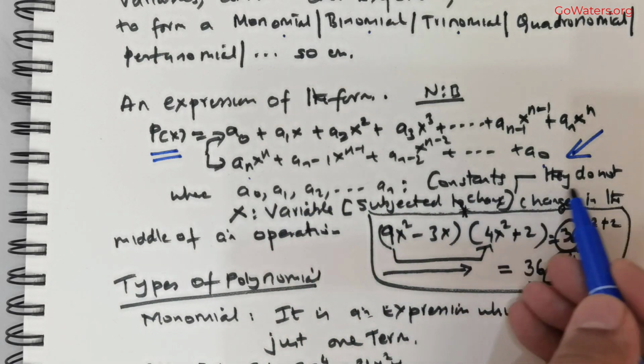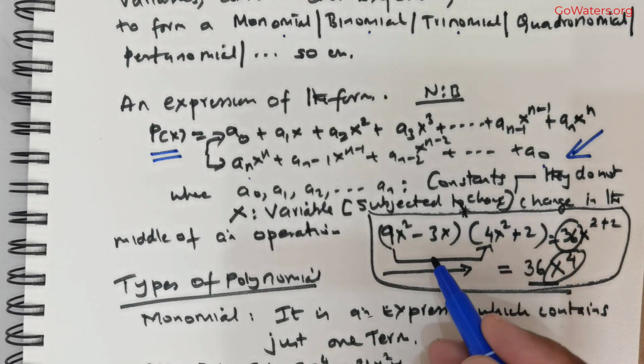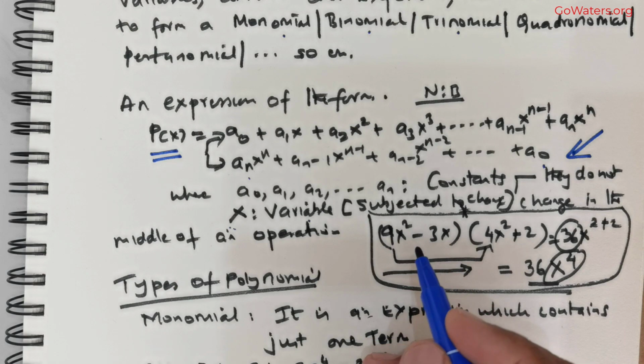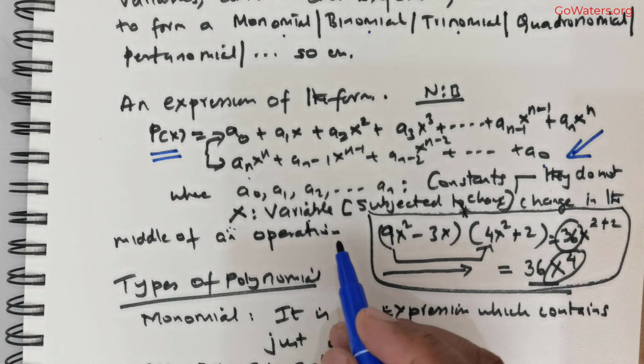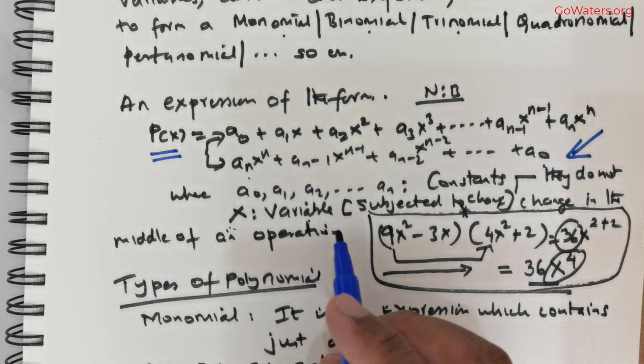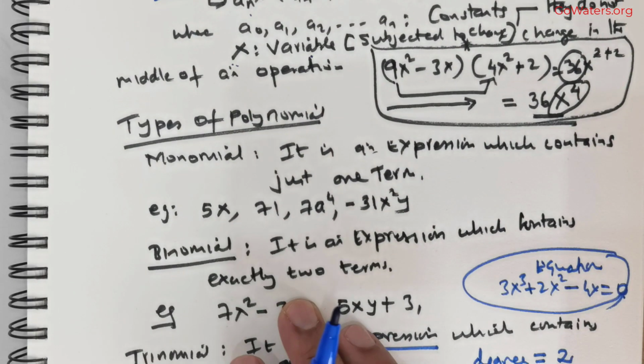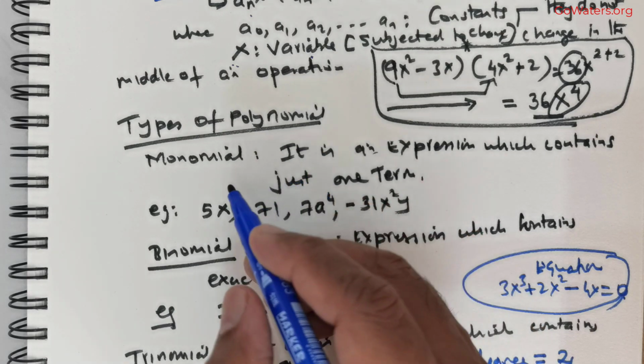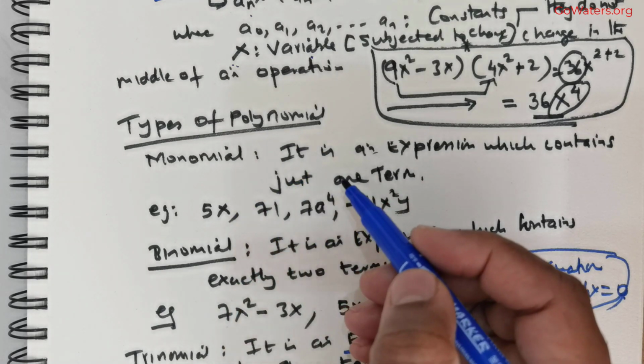Now what is a constant? They don't change. And x, what is it called? X is called a variable. They are subjected to change. Now as you progress in this course, you will understand what it means to be subjected to change. I'll explain to you further down. And then we embarked on learning about the types of polynomials.